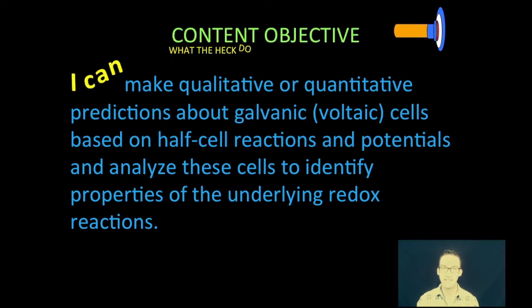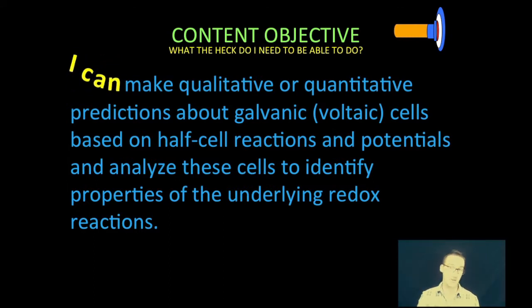This one, again, should sound familiar. We're going to continue talking about making qualitative or quantitative predictions about galvanic cells based on half-cell reactions and potentials, and then analyze those cells to identify properties of the underlying redox reactions. Since that's like the third time you've seen this content objective, we're going to talk briefly about different aspects of it, in terms of what we're going to be doing to analyze those cells and identify some of the properties of those underlying redox reactions.